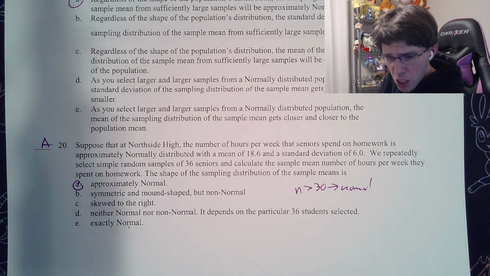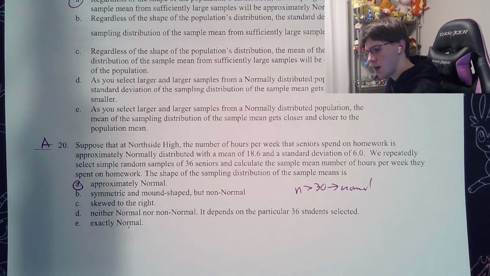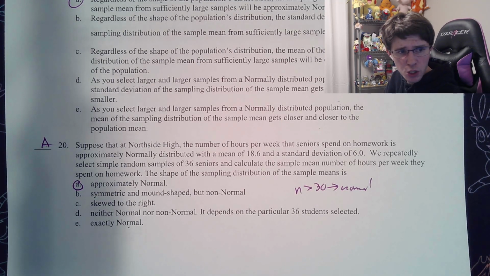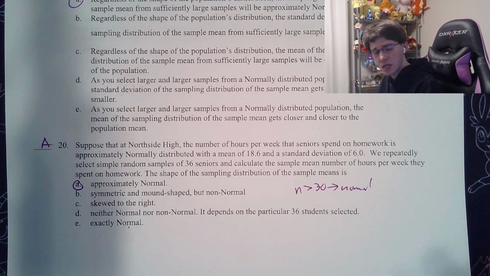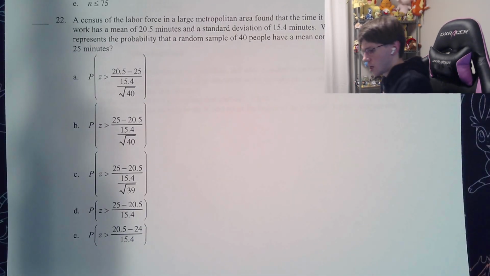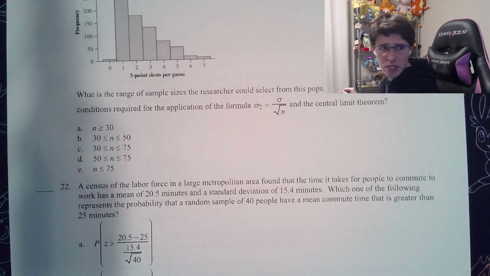So notice the difference there. The large counts condition, n times p greater than or equal to 10, is the proportion situation, where the sampling distribution of the proportion is approximately normal. Whereas this one, it's n greater than 30, approximately normal. Moving on to question number 21.